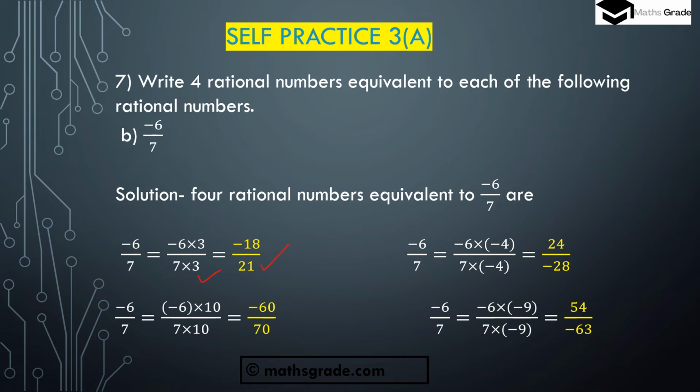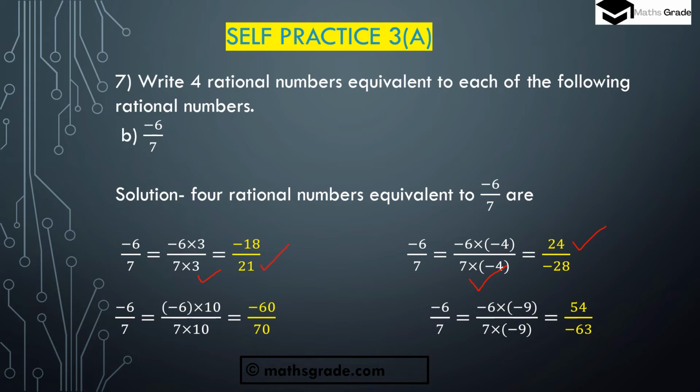If we multiply the number minus 4 with both numerator and denominator of minus 6 divided by 7, we get minus 6 multiplied with minus 4 is 24 and 7 multiplied with minus 4 is minus 28. So we get 24 divided by minus 28, and 24 divided by minus 28 is equivalent to the rational number minus 6 divided by 7.